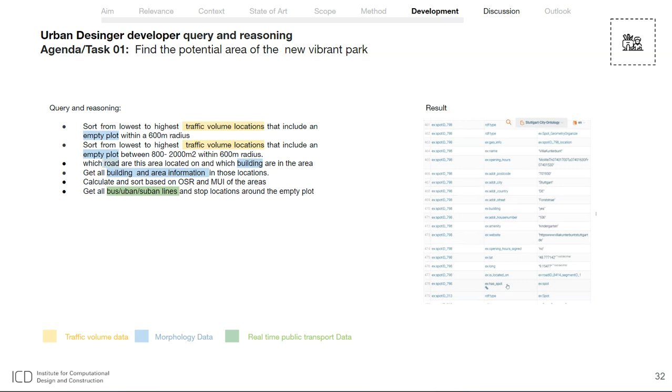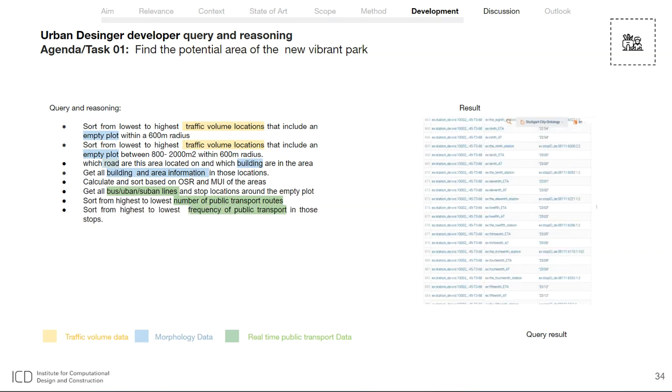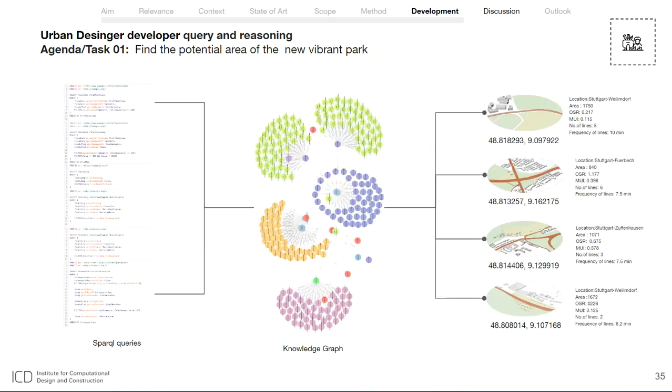To check how many public transportation lines run in this area radius, we first get all public transportation lines and stop locations around the empty plot, and then sort from highest to lowest number of public transportation routes, and sort based on the routes' frequency to determine the accessibility. The queries give us some potential areas, and it looked like the top 5 most suitable locations for Stuttgart New Vibrant Park. And they're a bit outside of Stuttgart.